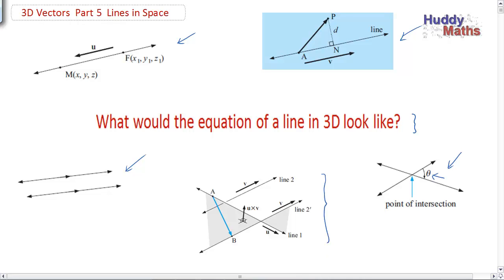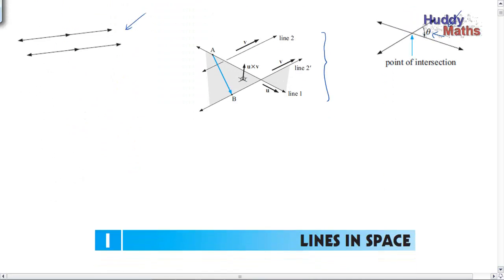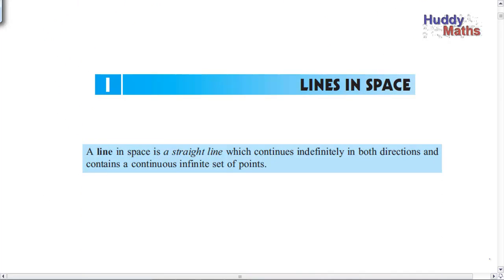Okay, well, let's go down now and start with this question. Well, we haven't got a question first. First of all, it's got a screen clipping here from Hayes and Harris Publications, so it'd be good to grab their book and have a look there as well. A line in space, and this is the same for 2D, is a straight line which continues indefinitely in both directions and contains a continuous infinite set of points. Continuous, no breaks in it, therefore.